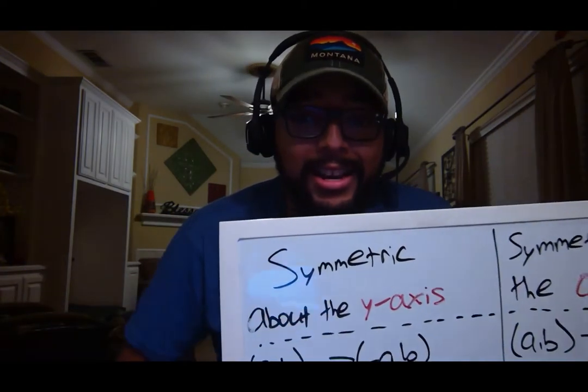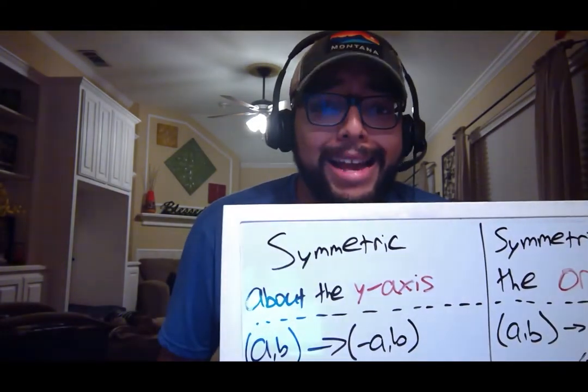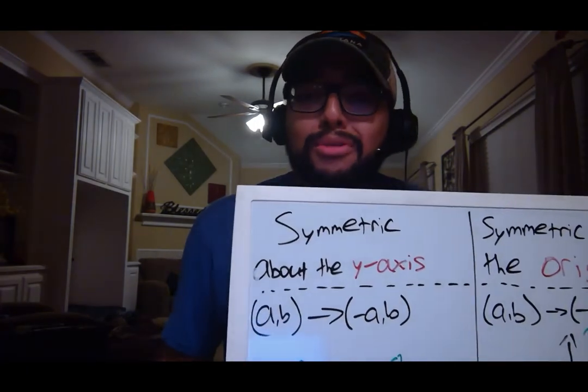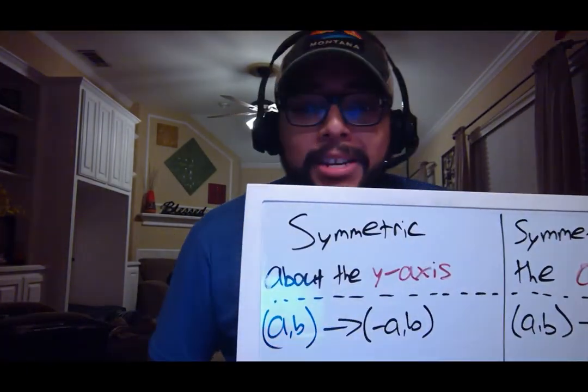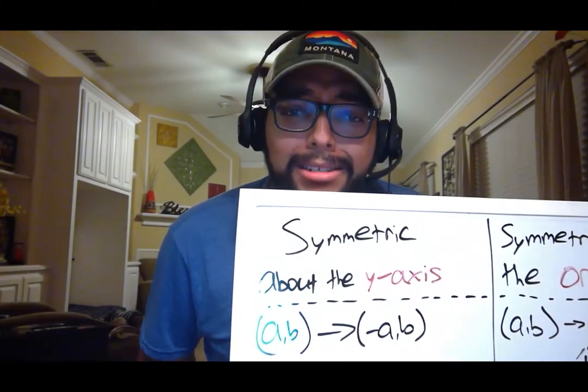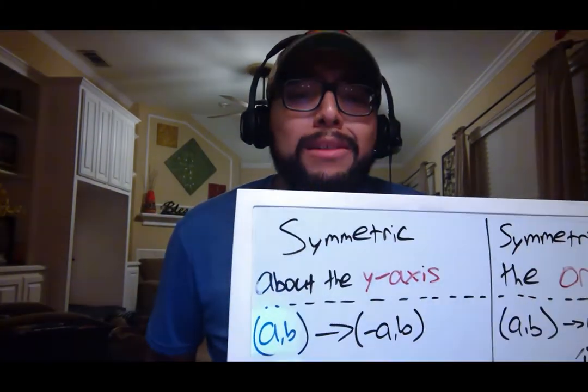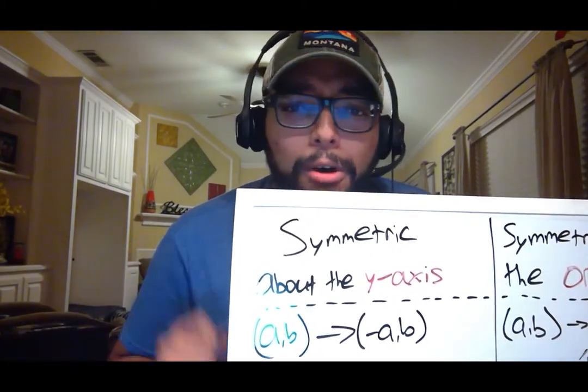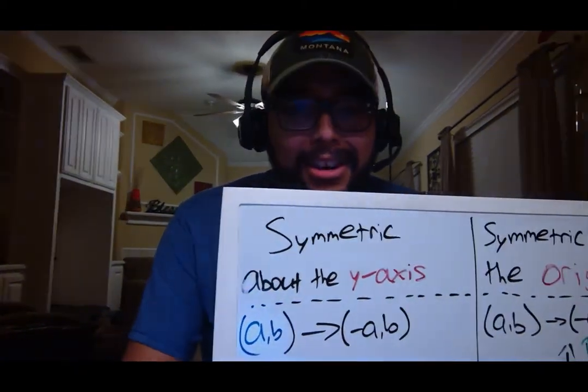All right? Now, when I talk about the y-axis, that means you got some point (a, b). Okay? And you take that same point (a, b), if it's symmetric across the y-axis, there's also the point (negative a, b). So we know this. We like this. I sound like Barack Obama.